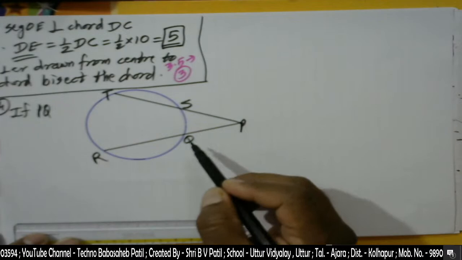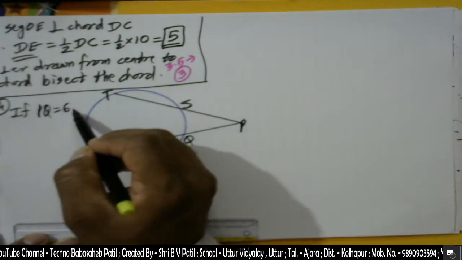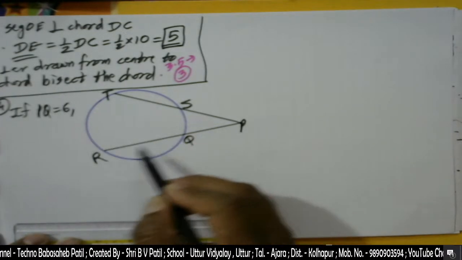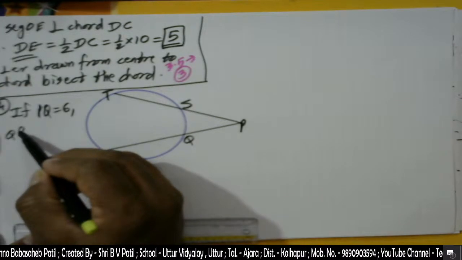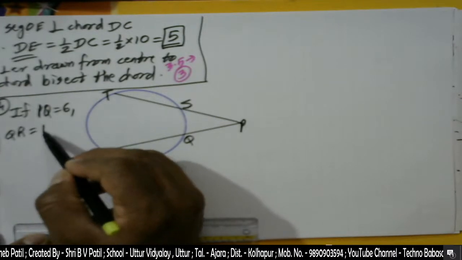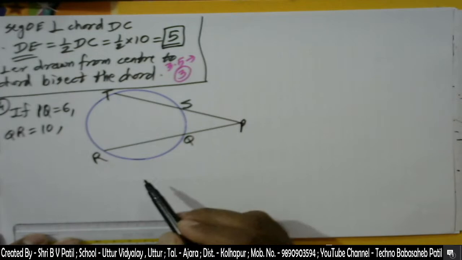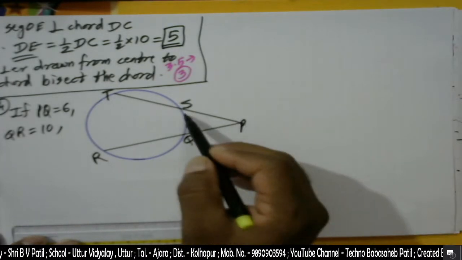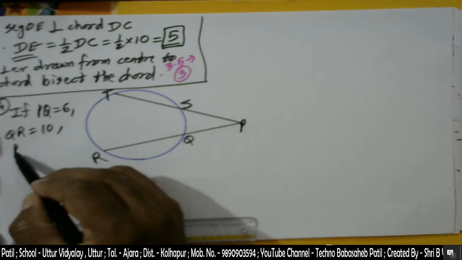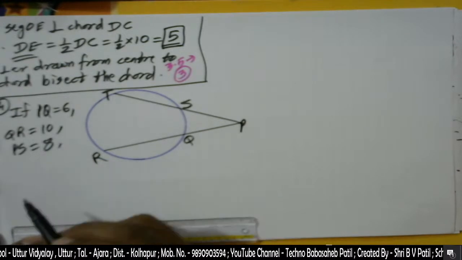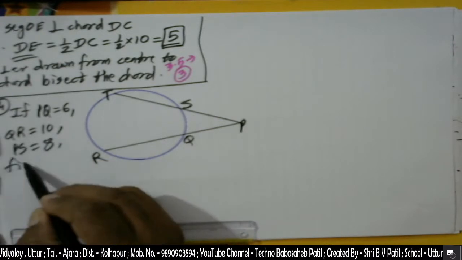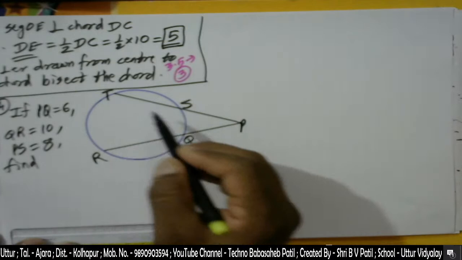If PQ is equal to 6, QR is equal to 10, PS 8 given, find PS.